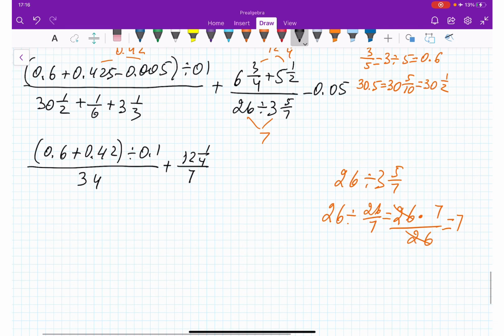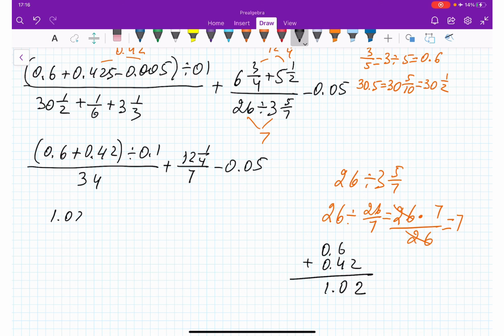Okay, and minus 0.05. All right, so next 0.6 plus 0.42. I'm going to get 1.02 over 0.1. So 1.02 divided by 0.1. This is going to be 1 point. Well, I guess it's already clear. There is not much operation left there.